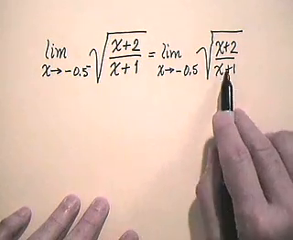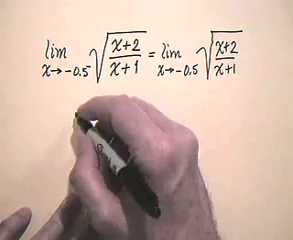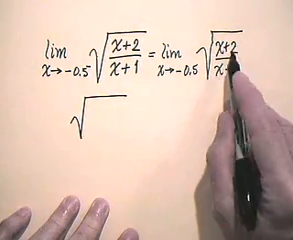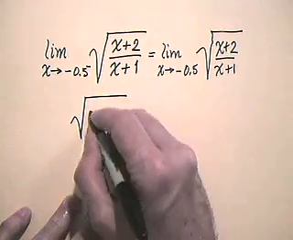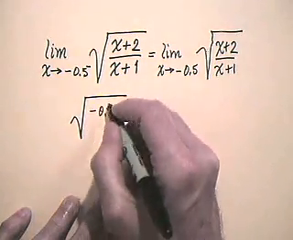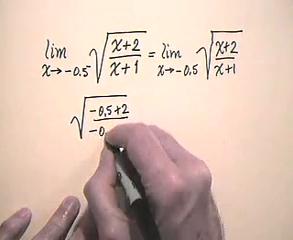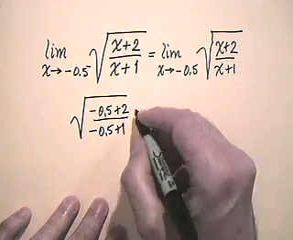And so now from our limit rules, we know that that will just be the square root of the limit of the numerator divided by the limit of the denominator. So that will be negative 0.5 plus 2 divided by negative 0.5 plus 1, all inside the square root.